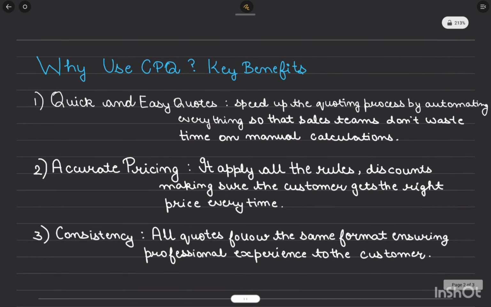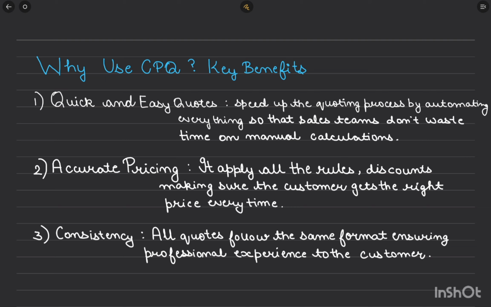Let's understand why we should use CPQ and what the key benefits are, because unless and until we understand the use cases, why is there a necessity to learn, right? So, quick and easy quotes. Quick and easy quotes means it speeds up the quoting process by automating everything, right? So your salespeople don't have to waste time on manual calculations, and they can just focus on the selling part, right?